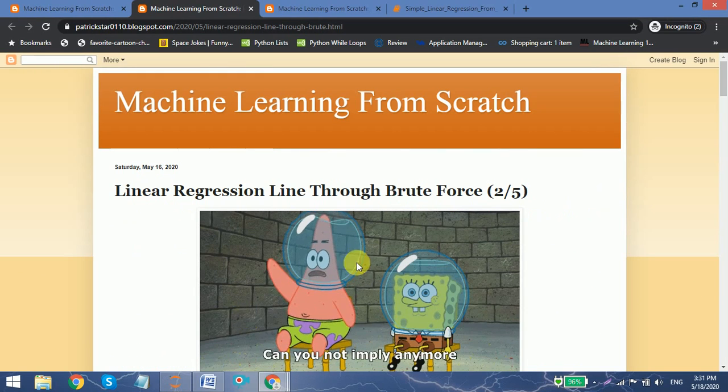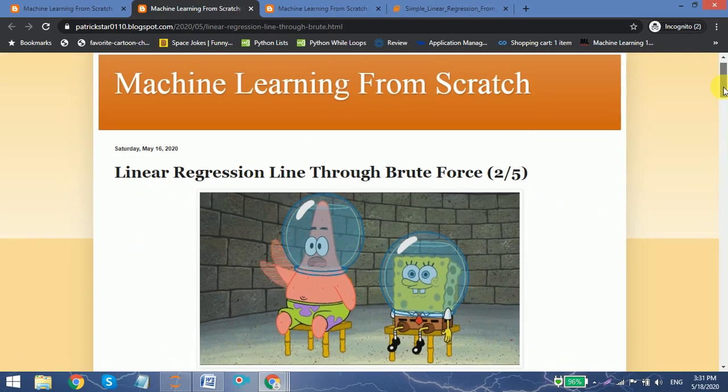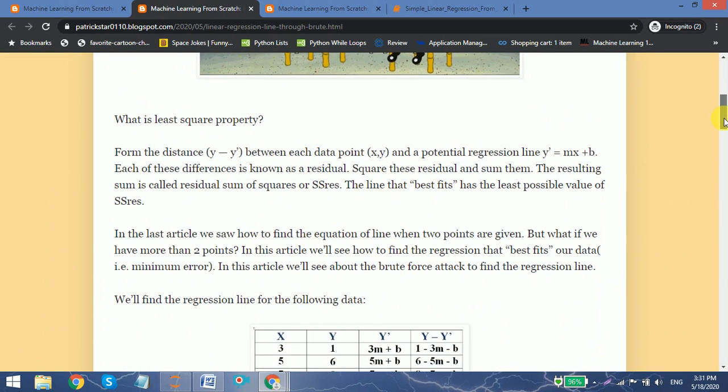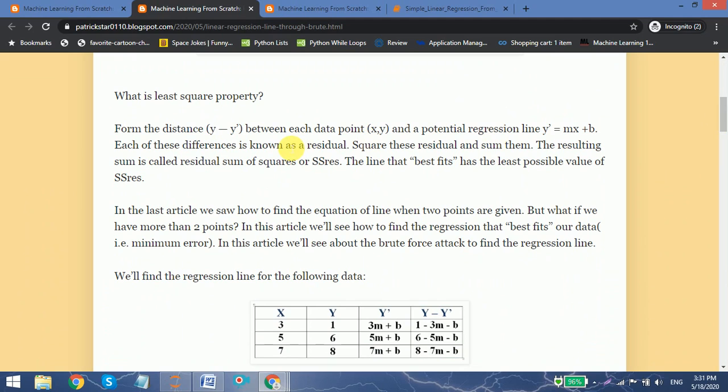So what is the least square property? To form the distance y minus y dash between each data point xy and the potential regression line y dash equals mx plus b, each of these differences is known as a residual. Square these residuals and sum them. The resulting sum is called the residual sum of squares, or SSRES. The line that best fits has the least possible value of SSRES.